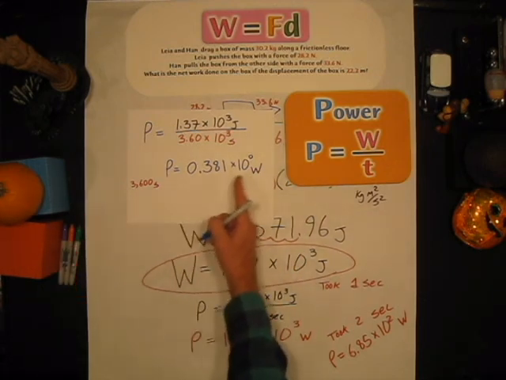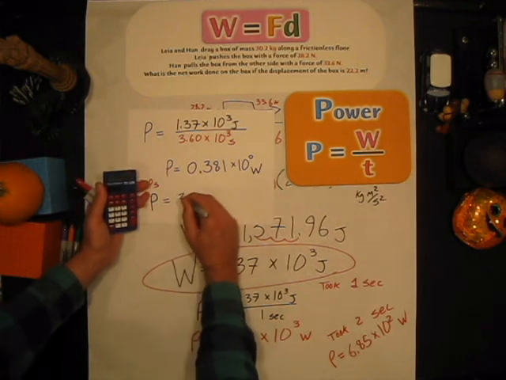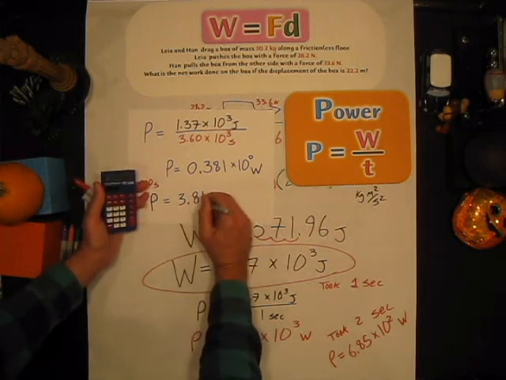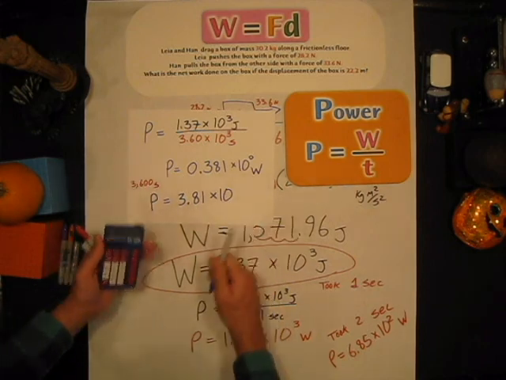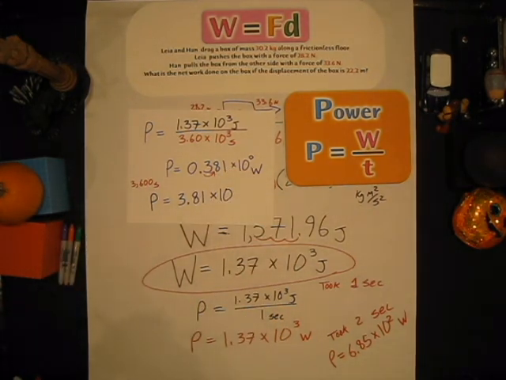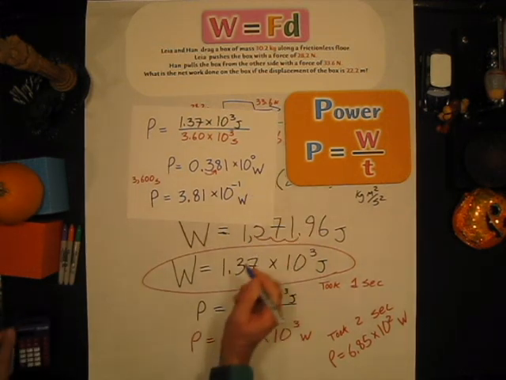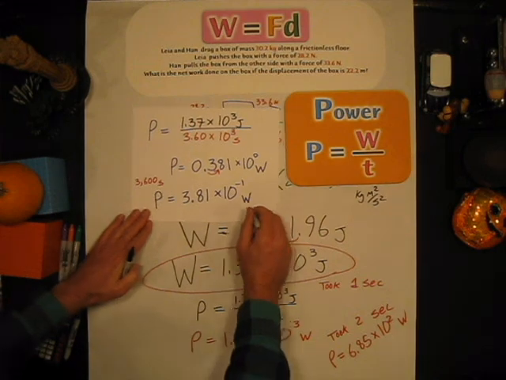Now we've got to fix it into proper scientific notation. So the power equals 3.81 times 10 to the, look what we did there. We moved the decimal that way. So what does that do? It makes it -1 watts.